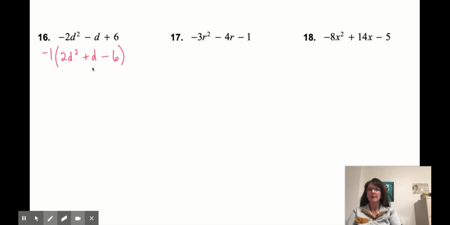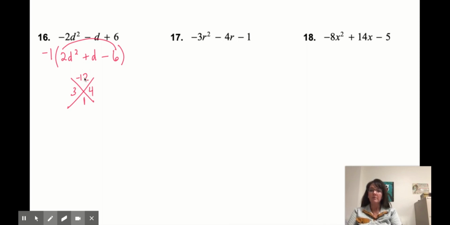minus 6. Now this is where I get to do the rainbow method, right? We've got to keep this negative 1 factor, but we can do the rainbow method right here. So the top number that I need the product of is going to be a negative 12. I need factors of negative 12 that will sum to a positive 1. And that looks like 3 and 4, right? So 3 and 4.